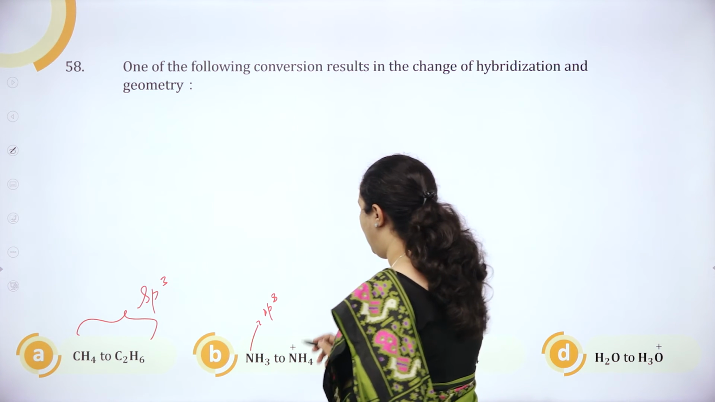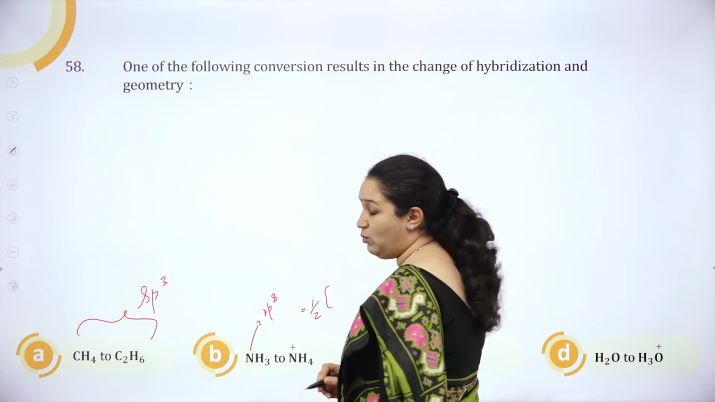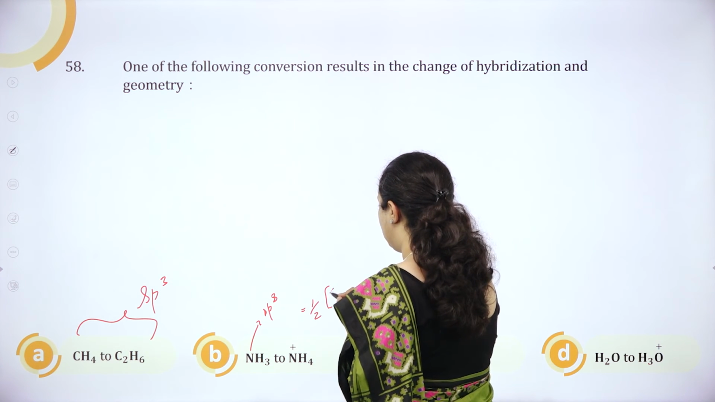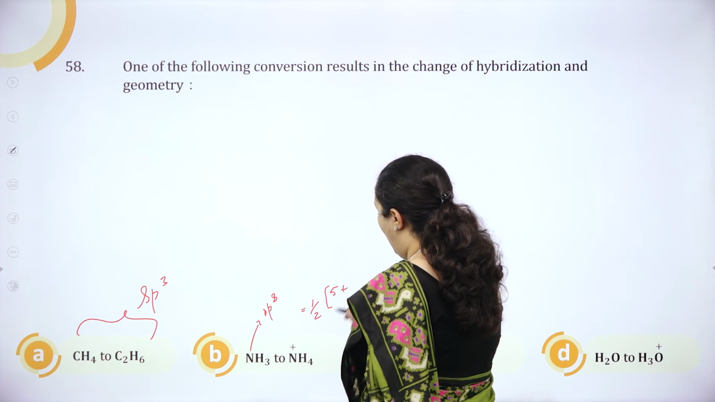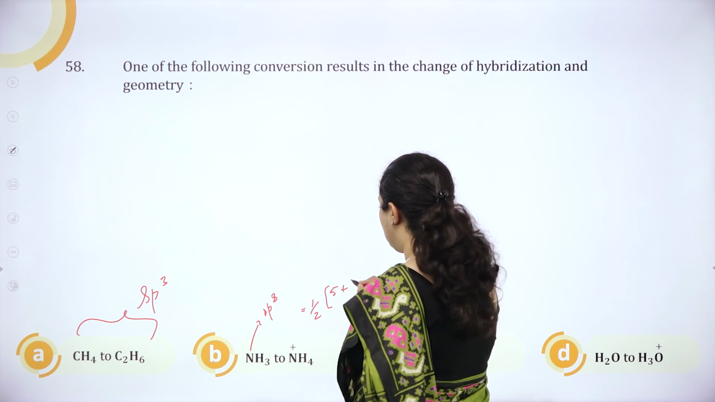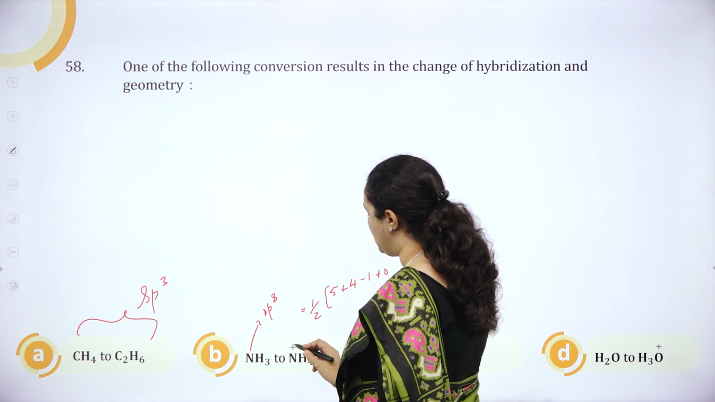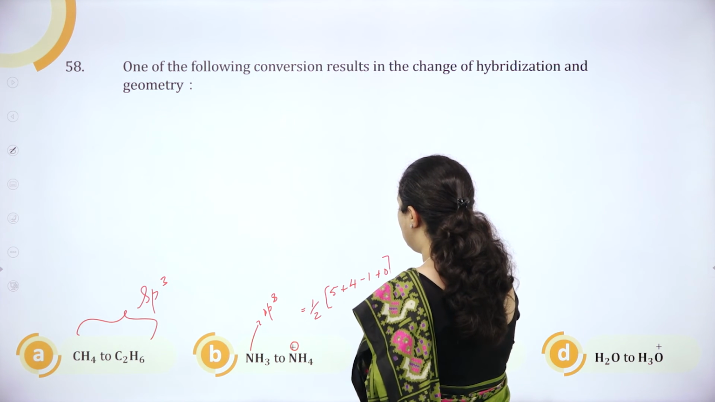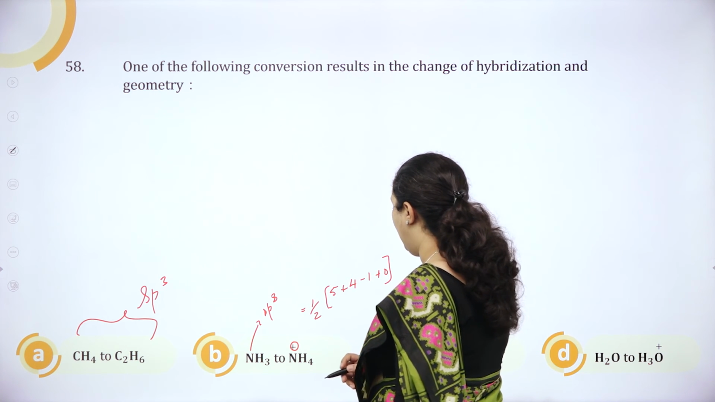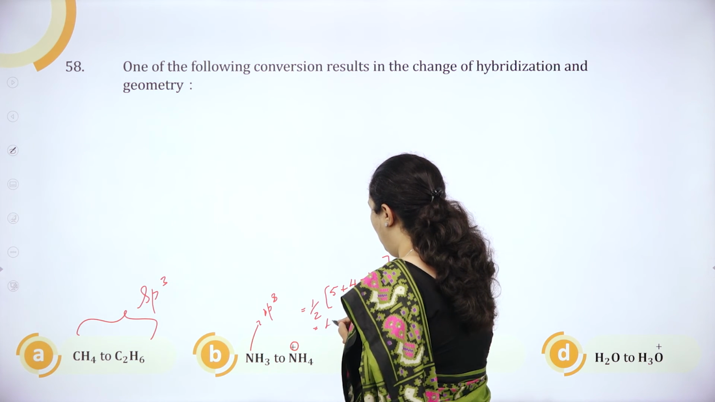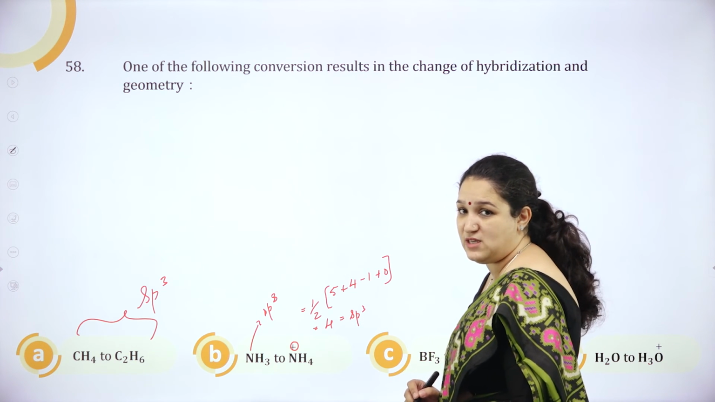Is it sp3 hybridization? We'll just calculate half into, what is valence electrons in nitrogen? It is 5 plus hydrogen, how many are there? All are monovalent, so it is 4 minus 1 plus 0. Why minus 1? Because it has got a plus charge here. Okay, so it will be 5 plus 4 is 9, 9 minus 1 is 8, 8 divided by 2 is 4, 4 means it is sp3 itself. So both are having sp3 hybridization.